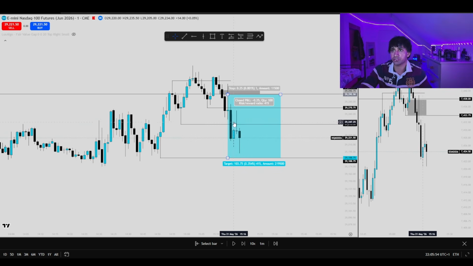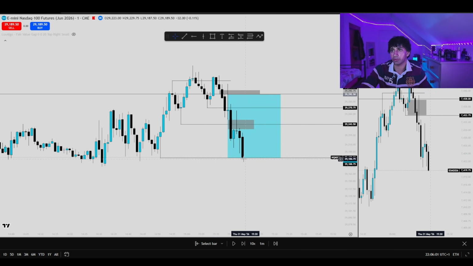All right, there we go. So price trades out of the 1 minute bearish gap to the left. And there we go, TP smashed. Absolutely perfect. Textbook ICT silver bullet model.